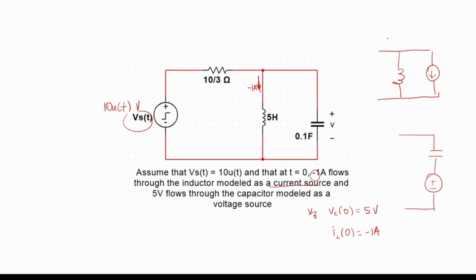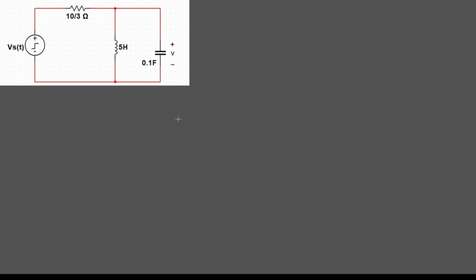These are the two crucial things that we're going to use to solve the circuits, and they were given exactly how to model. So let's get straight to business. Now we're given initial conditions, so our circuit in the S domain is going to have more elements. Usually we'll start with our voltage source, 10u of t. Draw the voltage source. Then our resistor, 10/3 ohms. Then we have our inductor, 5 henries, and we're told to model this as a current source.